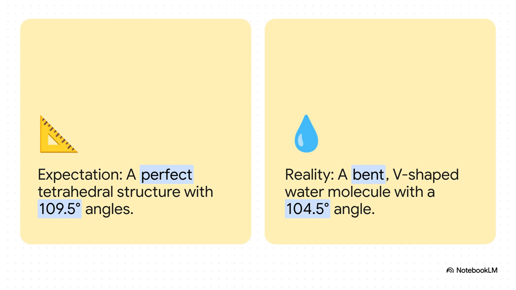So let's just put this side by side. On one hand, you have our expectation from the simple model, this perfect, symmetrical 109.5-degree angle. On the other hand, you have the reality of water, this bent, V-shaped molecule with a much smaller angle. Now, this isn't just a rounding error. This is a major clue that something much deeper is at play.